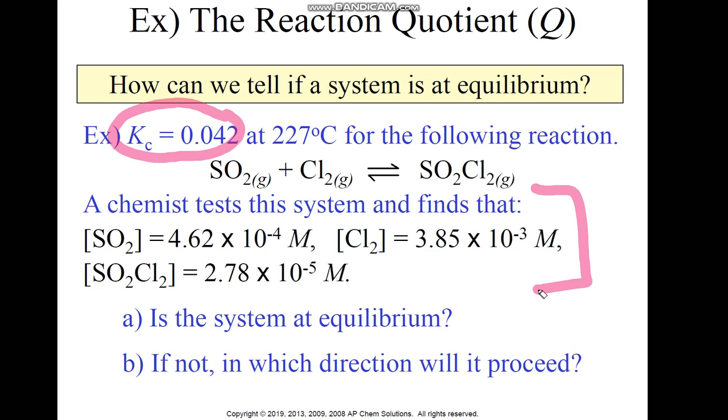We want to find out, does Q equal K? So we would write an equilibrium expression, and we know to do that we do products over reactants. And then we're going to solve for Q. And we want to find out, does Q equal K? And if Q does equal K, then we're good, we're at equilibrium. But if not, we're going to find out what direction it needs to go in.